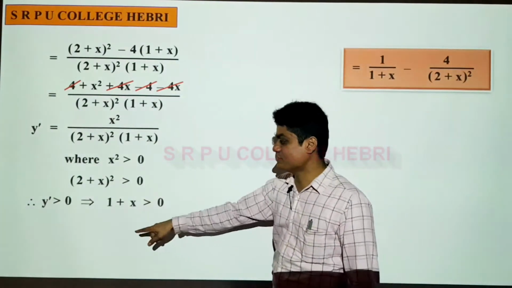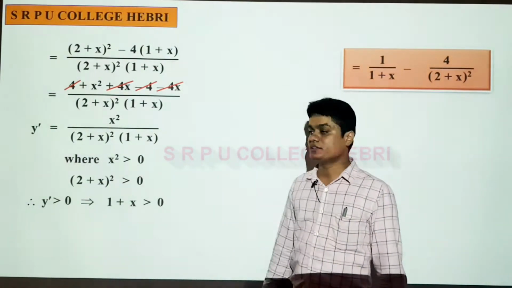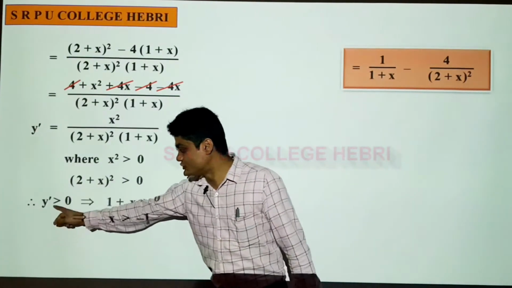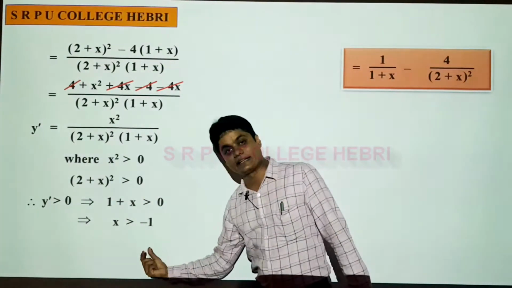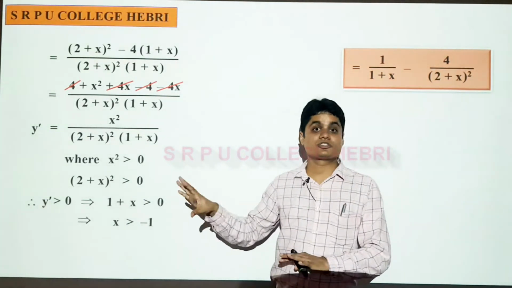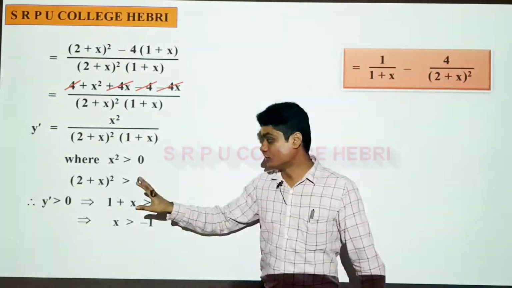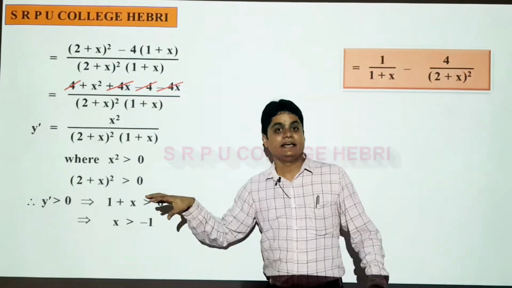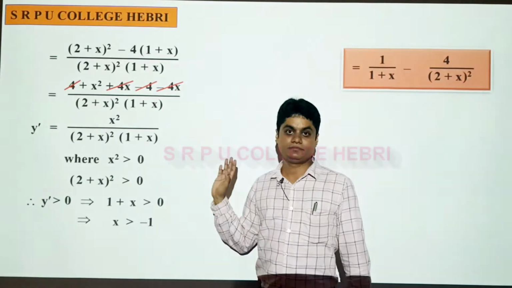Strictly increasing means differentiation of that is greater than 0. So 1 plus x must be greater than 0. What does this imply? X is greater than minus 1. Here we assume that the function is strictly increasing and we got the interval that x is greater than minus 1. X greater than minus 1 is nothing but the given domain. What was the question asked? Show that this function is strictly increasing in the domain. After assuming that it is strictly increasing, we proved that it is increasing in the interval x greater than minus 1, which is the given domain. So proof completed. I hope you understood.